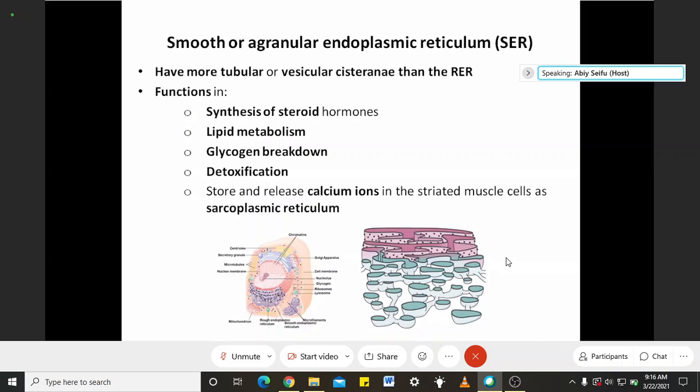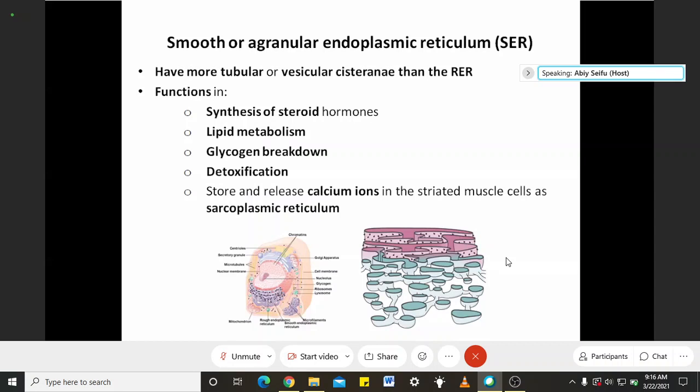So the smooth endoplasmic reticulum is like a storage site for calcium ions, and it is very well formed in such muscle cells. As a result, it is named the sarcoplasmic reticulum. I'm saying the sarcoplasmic reticulum of muscle cells is nothing but the smooth endoplasmic reticulum, and it is found in two of the three types of muscle cells.